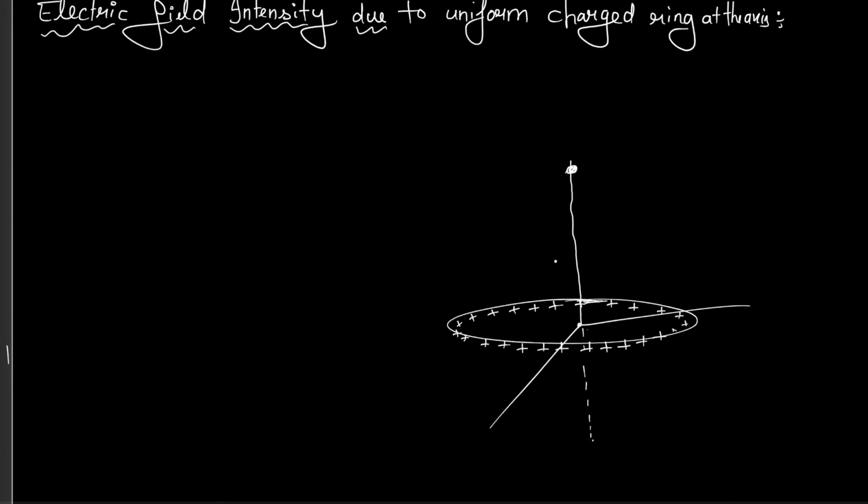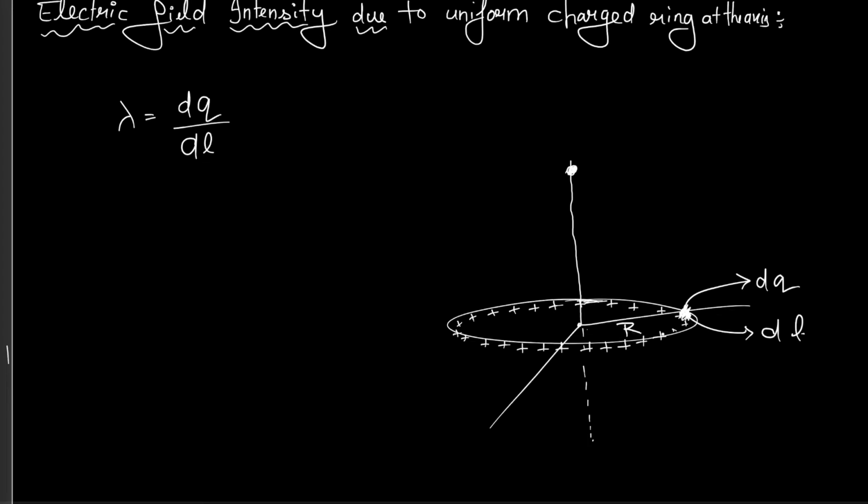distribution. Let's suppose a positive charge distribution, and I take the uniform charge distribution. I define lambda equal to dq by dl, let's suppose, and dq is nothing but the small element here, having length dl. Due to this dl element with charge dq, we first find out the electric field at this position.